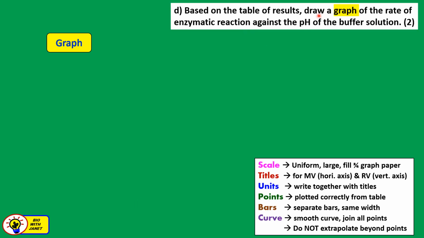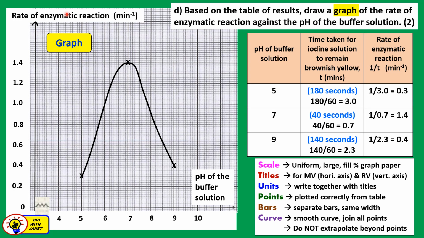So here is a graph. Let's read the question. Based on the table of results, draw a graph of the rate of enzymatic reaction against the pH of the buffer solution. Okay, so this is not a bar chart. Okay, so just say draw a graph. Now, take note here. Rate of enzymatic reaction against the pH. So, rate of something against something is always the rate of RV against MV. All right. So the RV is on the vertical axis.